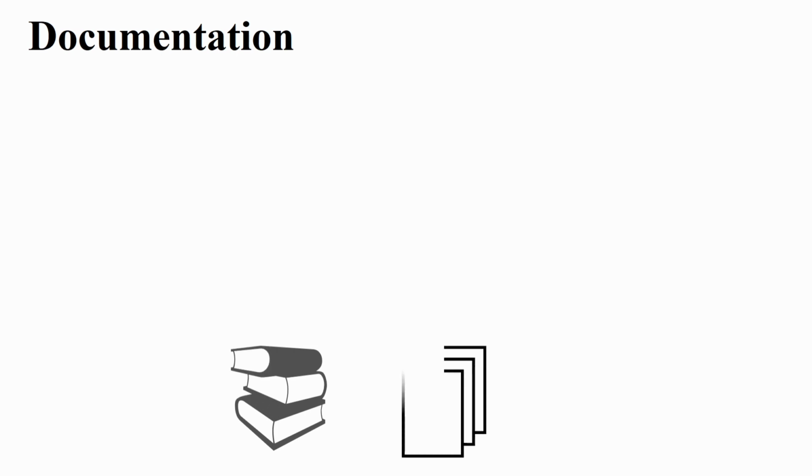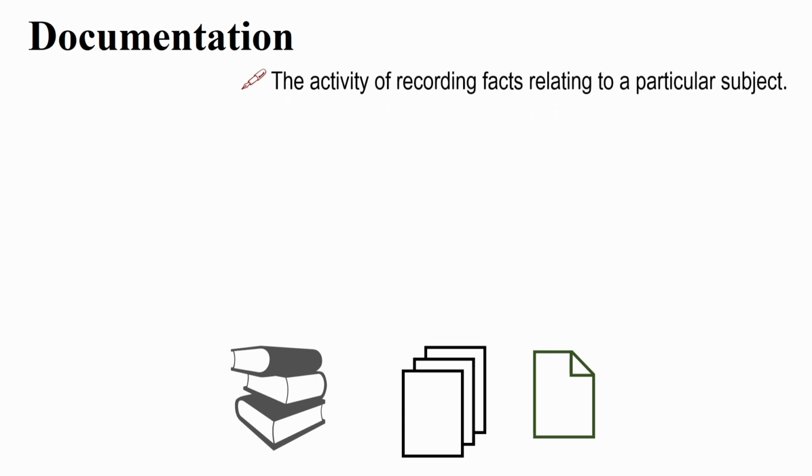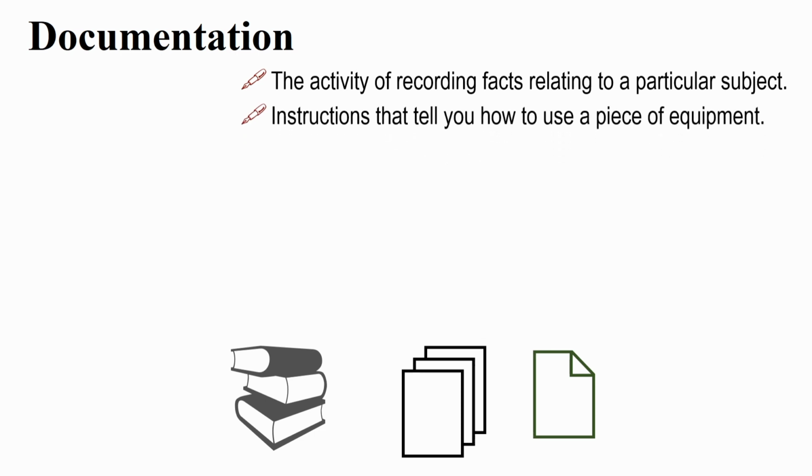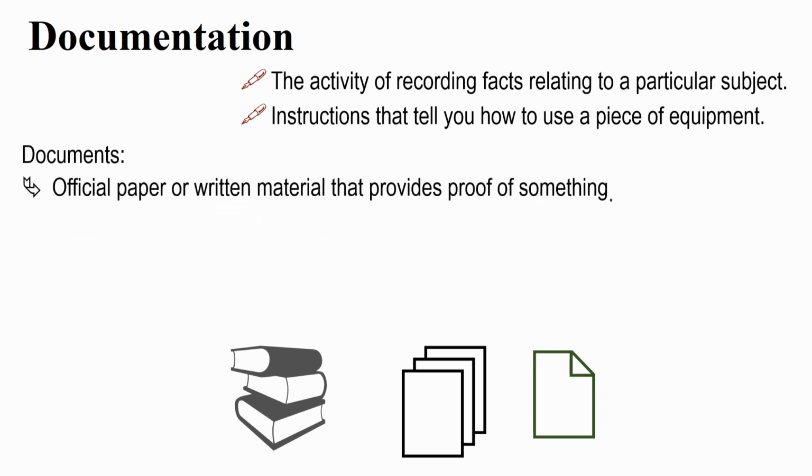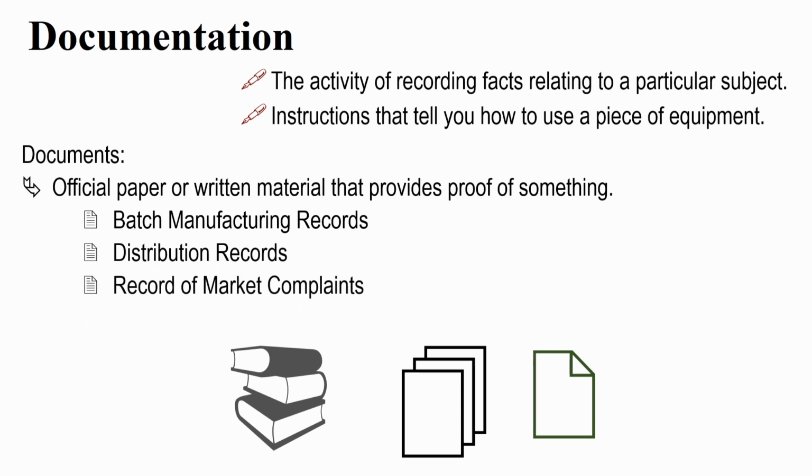Documentation is a broad term having different meanings in different aspects. In common sense, documentation is the activity of recording facts related to a particular subject. Documentation is also the instruction that tells how to use a piece of equipment. Coming to document, a document is the official paper or written material that provides proof of something. In Schedule T, the documents required include batch manufacturing records, distribution record, record of market complaint, and standard operating procedure.